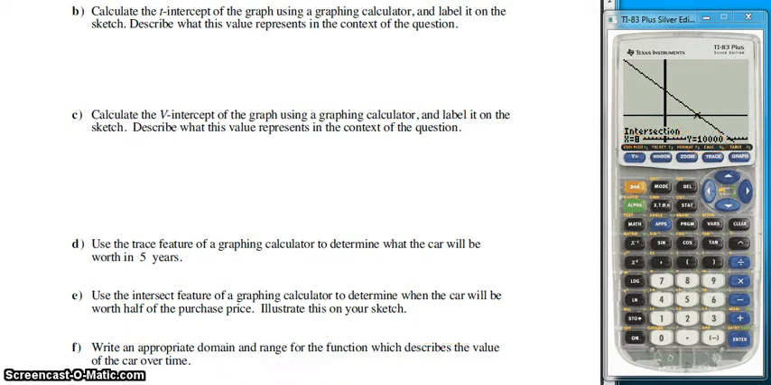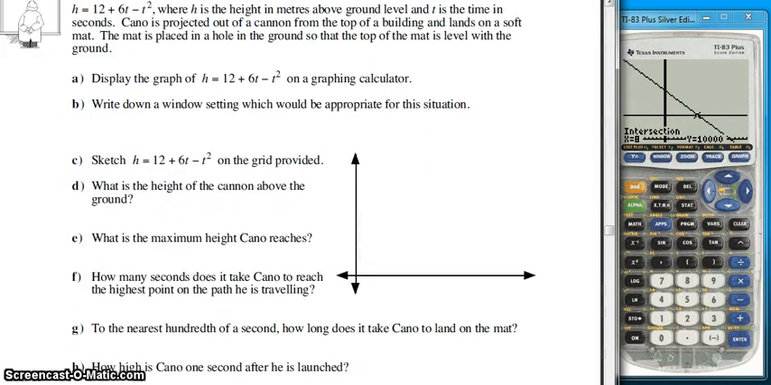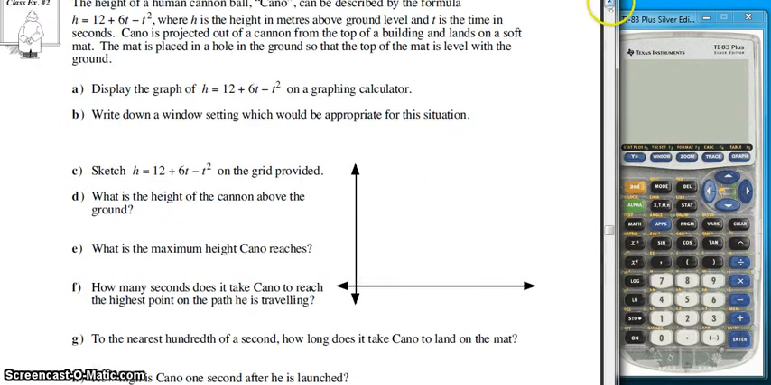All right, let's move on to see another example. I'll aim to finish this exercise in 15 minutes.